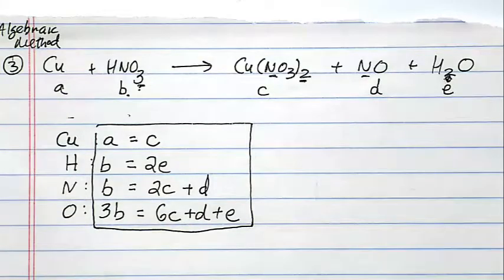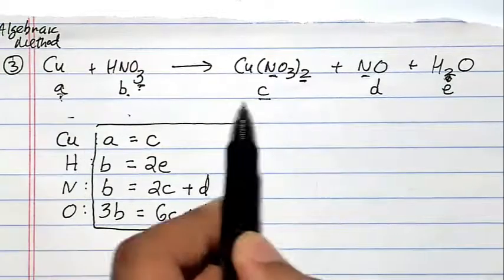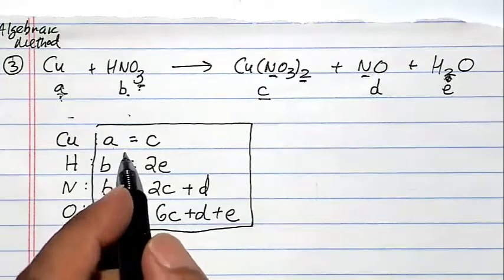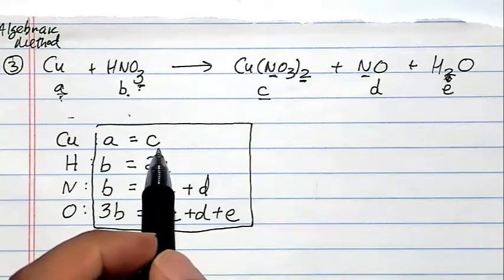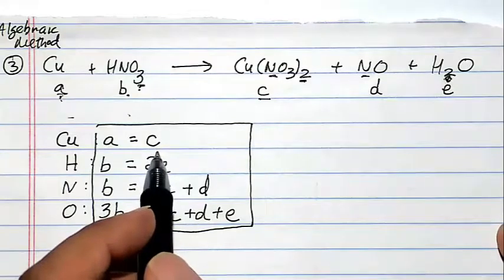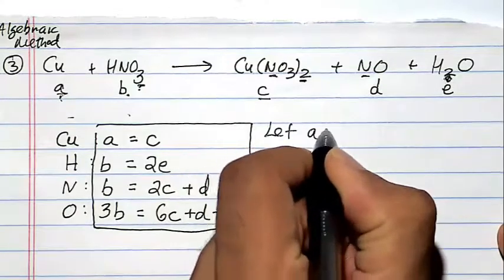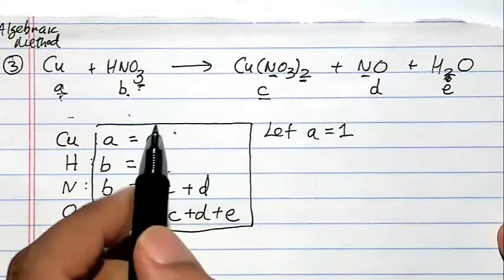Now, if you look carefully, A is going to equal C. My copper is going to equal whatever is in C. So here I can put an easy number for A, and whatever number I put in for A, it will automatically equal C. Usually people are not going to let A equal 1/2 or 2/3 or some fraction. They will let A equal the simplest number, and that simplest number is 1.